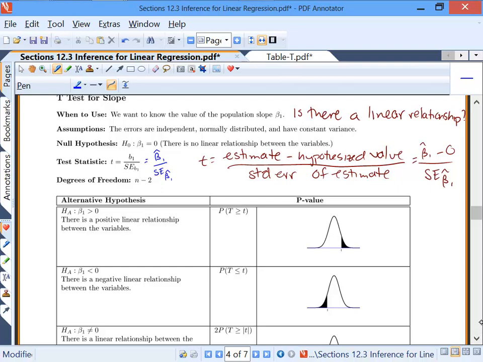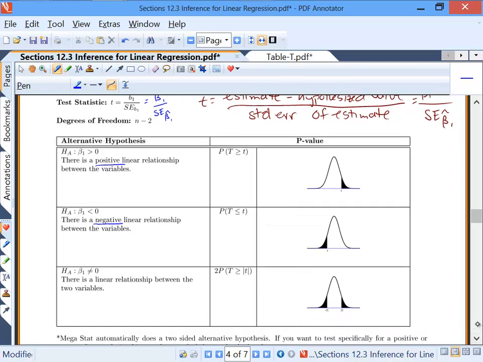So, just like we usually do, we have 3 different alternative hypotheses that we can look at. The first one would be that our slope is greater than 0. If you have a slope greater than 0, then you can say that you have a positive linear relationship. Okay? And we would be looking for the area in the right tail. If your slope is less than 0, then you could say that you have a negative linear relationship and look for areas in the left tail.